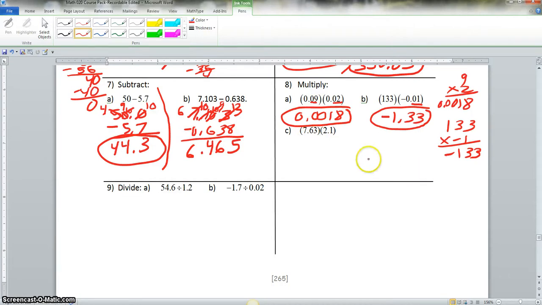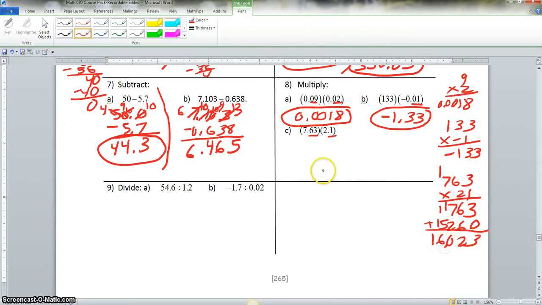Now we go down here to C. We drop the decimal. We have 763 times 21. 1 times 3 is 3. 1 times 6 is 6. 1 times 7 is 7. Add a 0. 2 times 3 is 6. 2 times 6 is 12. Carry a 1. 2 times 7 is 14, plus 1 is 15. So we add 3. This will be 12. Carry our 1. 1 plus 7 is 8, plus 2 is 10. Carry our 1. 1 plus 5 is 6. And we'll bring down this 1 here. Now if we look here, we had 3 digits behind the decimal. So our final answer must have 3 digits behind the decimal. So it'd be 16.023.